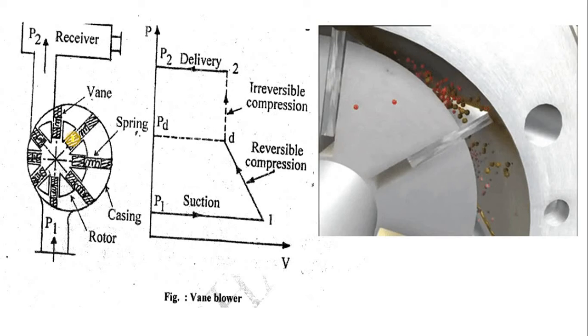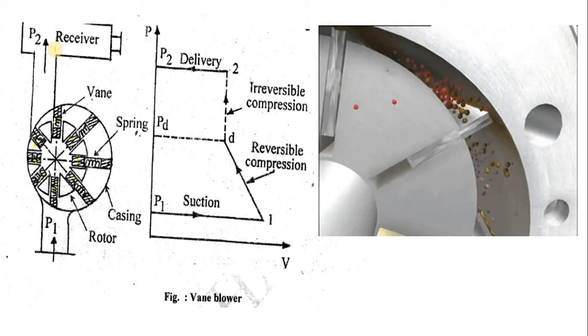Okay, so eccentric rotors are used, and that rotor has slots. So these are the slots: slot 1, slot 2, slot 3, slot 4, slot 5, slot 6, slot 7, slot 8. In these slots the spring loaded vanes are there. The springs are mounted in the slots for compression and discharge purposes. The next part is the suction line, and next is the discharge line.